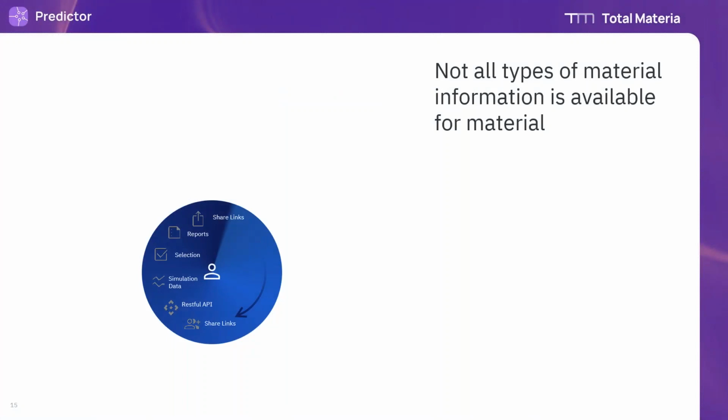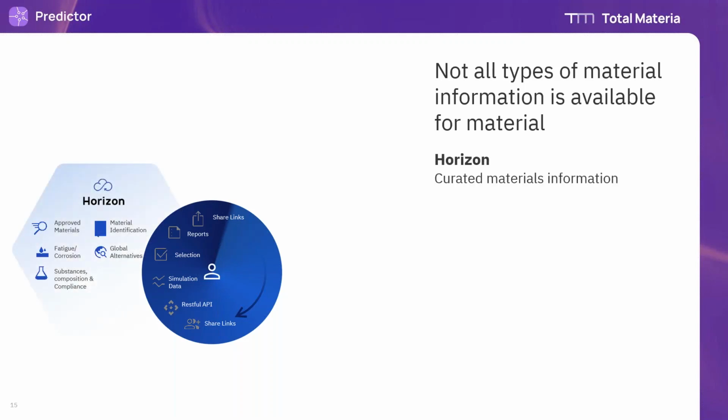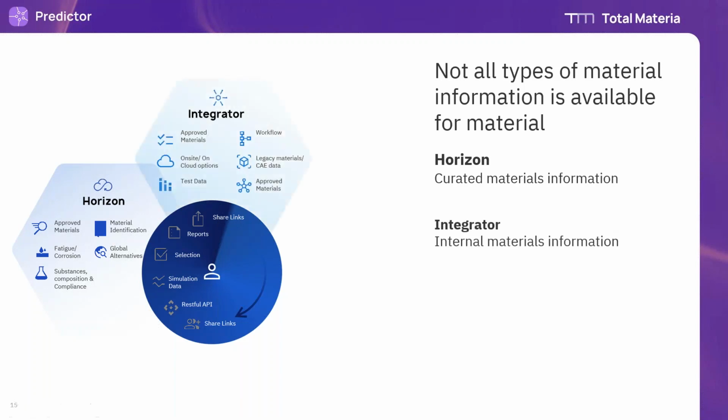Now, this is where our new products come in. For example, not all types of material information is available for each material. What we mean by that is sometimes you might not have the material information through the curated materials information sources in Horizon. Maybe not even through your internal materials information. So no one approved that material. Maybe no testing was done. But what do you do about the missing data? Do you have to perform more experiments, spend more time, of course, spend more money?